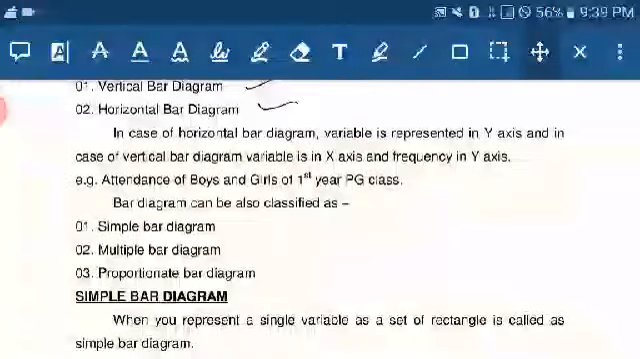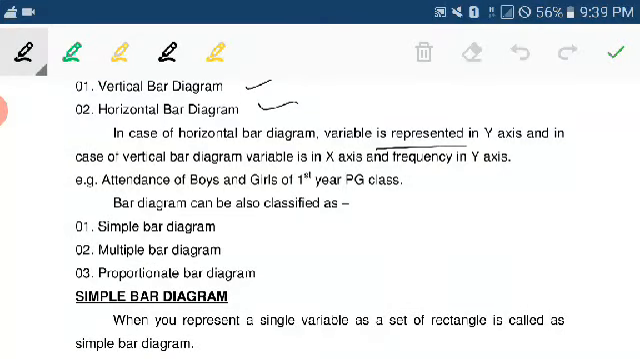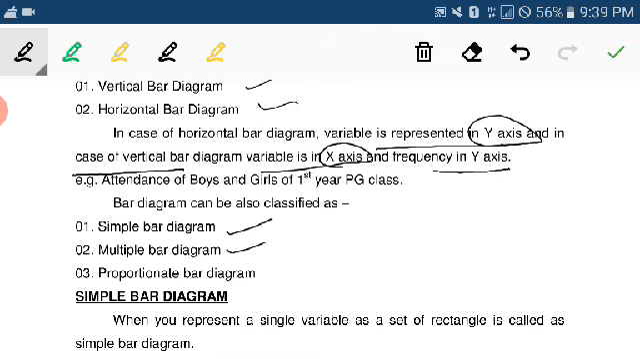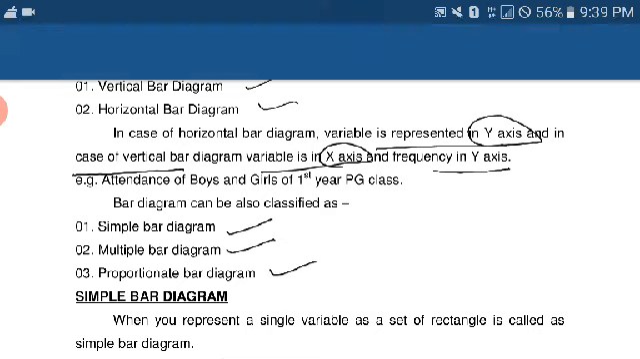In case of a horizontal bar diagram, variables are represented on the y-axis. In case of a vertical bar diagram, variables are present on the x-axis and the frequency on the y-axis. Attendance of boys and girls in a first year PG class. Bar diagram can also be classified as a simple bar diagram, multiple bar diagram, and proportionate bar diagram.